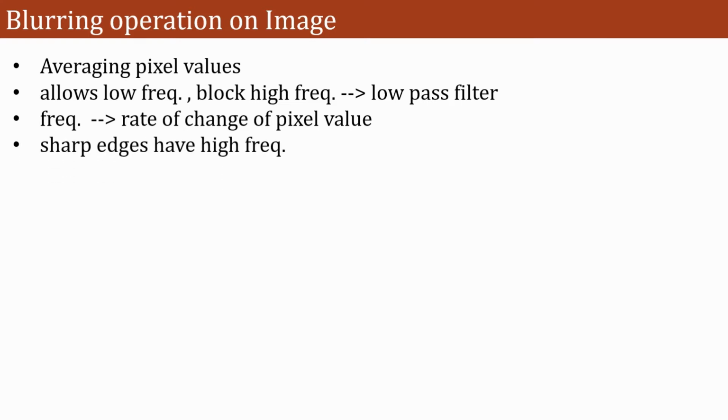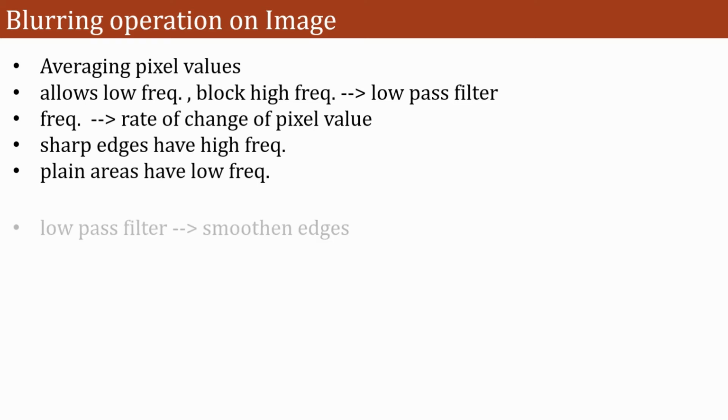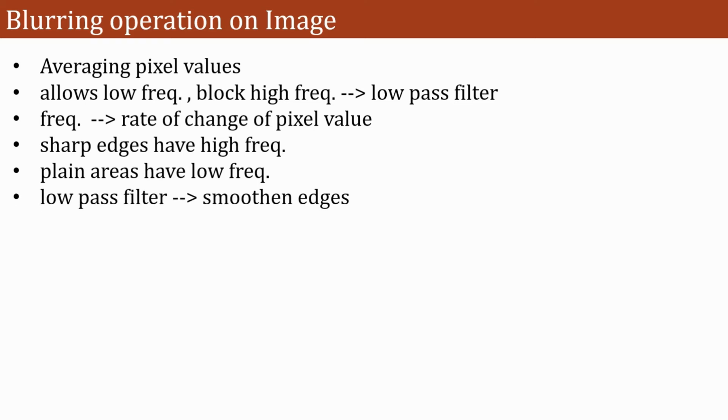In the image, if it has sharper edges, that will have a higher frequency, and the plain areas in the image will have a lower frequency. As blurring is a low pass filter, generally the sharper edges will be smoothened, so you will see the output as blurred. We will see in the programming part that when we go on increasing the size of the kernel, the blurring will also increase.